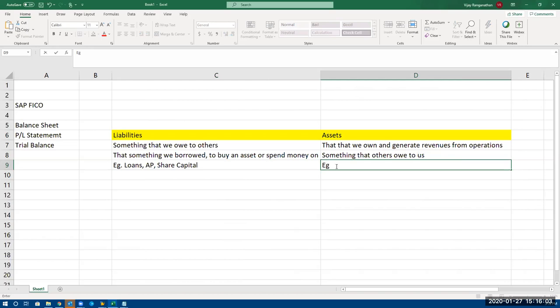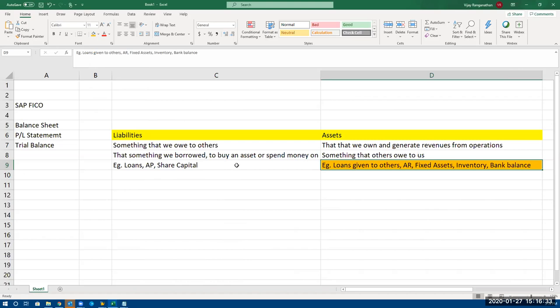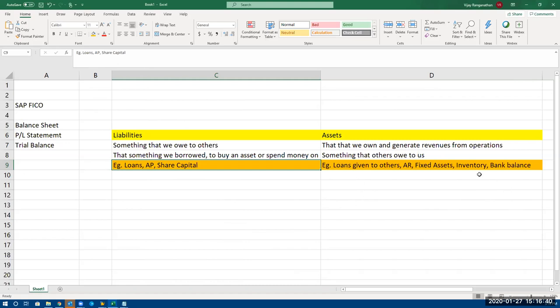And here, as you know, loans given to others, maybe intercompany, accounts receivable, fixed assets, inventory, bank balance and so on. Anything more? Cash in hand? Nobody will have cash in hand. Yeah, just bank balance. When I say bank, it's actually a part of the cash, part of the cash flow. Now, if that is the case, what is the profit and loss statement?